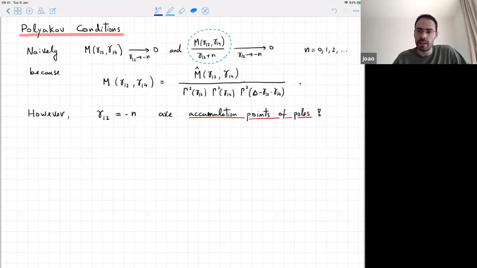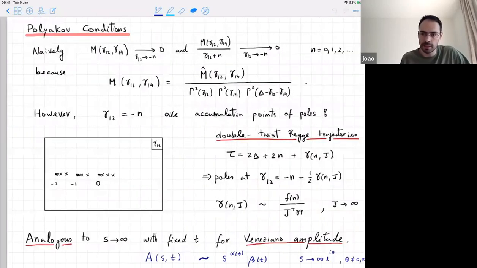But this is quite naive, because we just learned, or actually we knew already for a long time, that these points are actually accumulation points of poles. These are precisely the points where the double twist operators accumulate. So what does it mean to say that a function vanishes at an accumulation point of poles? We have to clarify this statement.